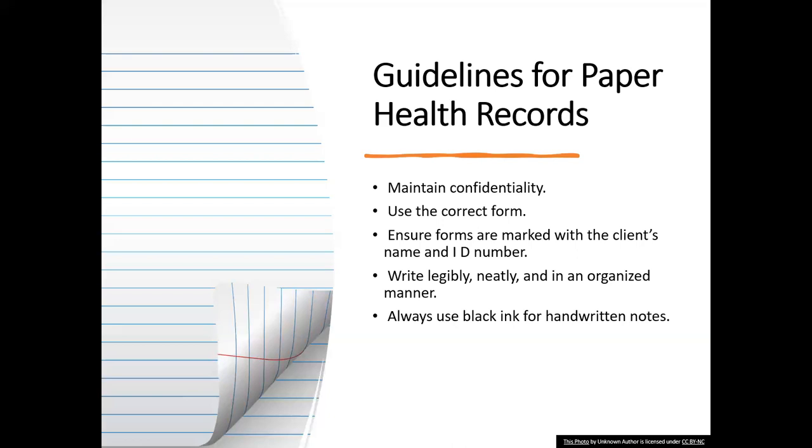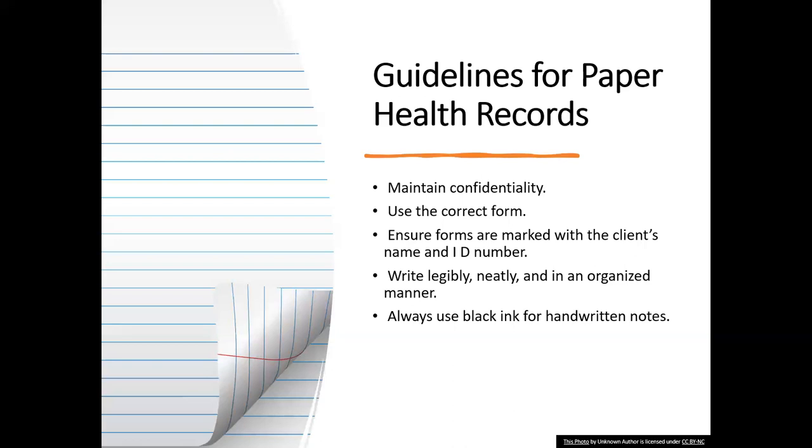You want to make sure that you're using the correct form. So if you're doing paper charting and you need to get a physician order, you need to make sure that you have the right paper order form. Some places have it in triplicate, some have it in duplicate, some have it in single. You need to know. You need to make sure that it is marked appropriately with the client's name and their ID number. Hopefully, if your system goes down, you still have patient labels. If you don't have patient labels, then you need to make sure that each page of that chart is identified appropriately. You want to make sure that it's legible, neat, and organized.